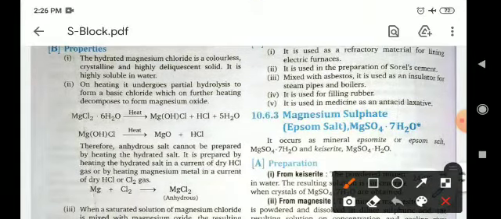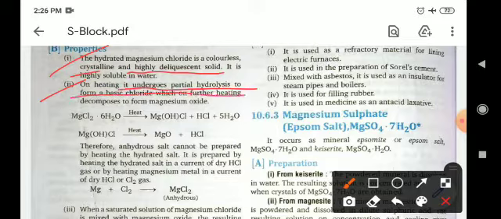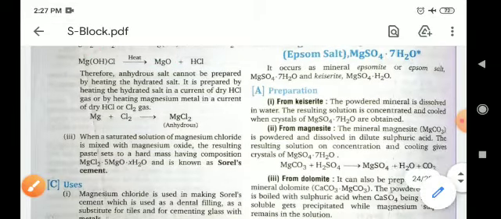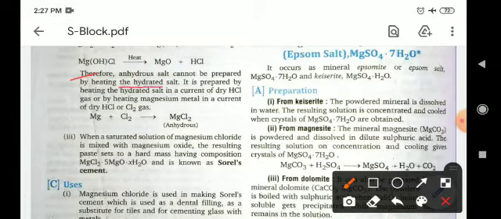Properties: hydrated magnesium chloride is a colorless, crystalline, highly deliquescent solid, and it is highly soluble in water. On heating, it undergoes partial hydrolysis to form a basic chloride, which on further heating decomposes to form magnesium oxide. For example, MgCl2.6H2O after heating gives Mg(OH)Cl, and after further heating this will give magnesium oxide. Therefore, anhydrous salt cannot be prepared by heating the hydrated salt.